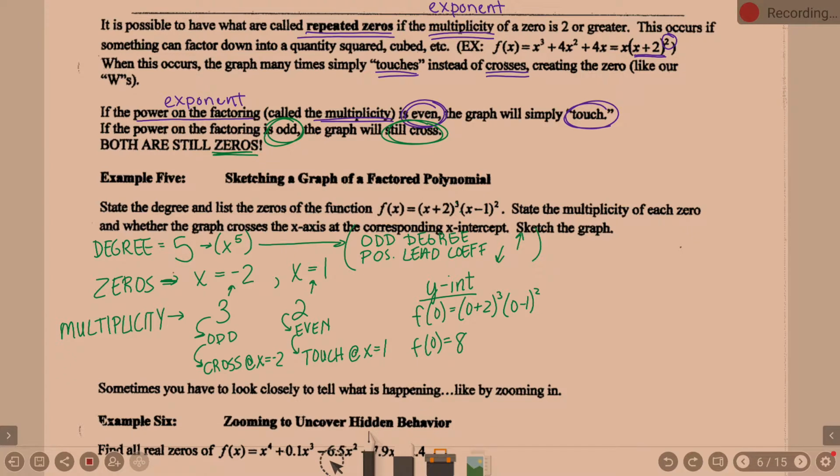Okay. Did you save any room? I saved some room over here at the right. I'm going to make my graph more top heavy. Again, it's because I know what's going to happen here. Let's see. I need to be able to count at least 1 right and 2 left. And I have to be able to count at least 8 up.